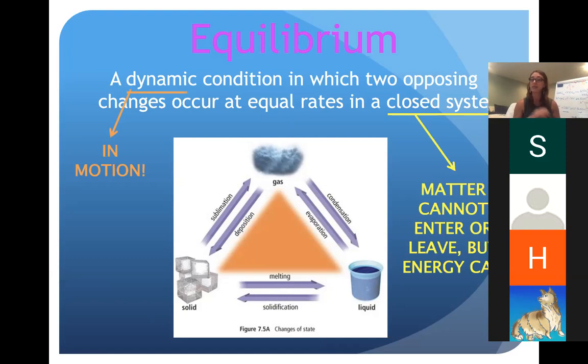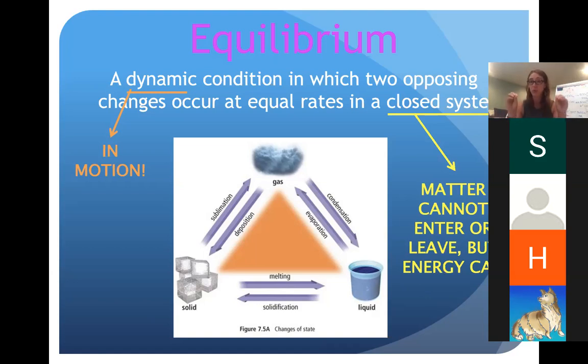Now, a closed system means matter cannot enter or leave, okay? So you can't add or take away molecules or atoms, but energy can, okay? And so all of these phase changes that you're familiar with now are a very, very good example of equilibrium. In other words, we know that at 0 degrees Celsius and standard pressure, ice melts at 0 degrees Celsius, but also freezes at 0 degrees Celsius. 0 degrees Celsius and 1 atmosphere is the equilibrium point between the solid and liquid phases for water.